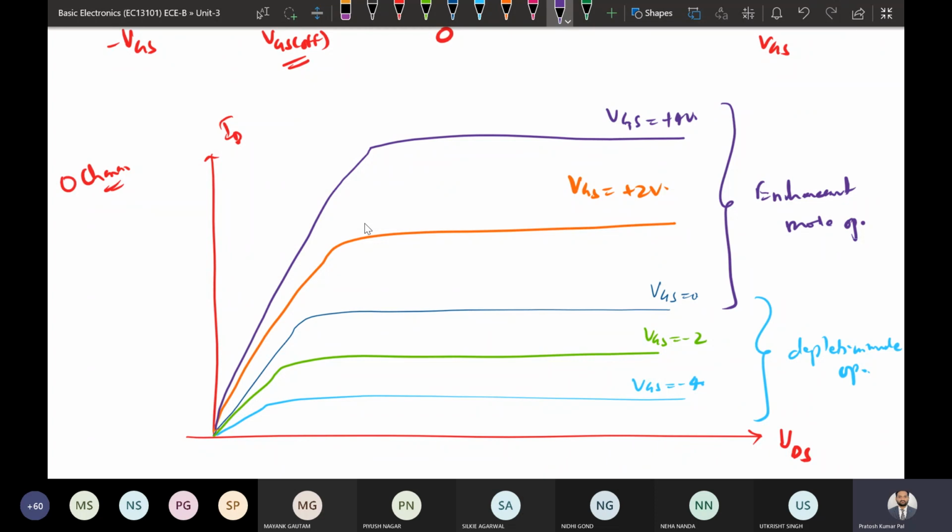So similar will be the case for P channel MOSFET also, depletion type P channel MOSFET, but the only difference will be that we will be changing the sign of VGS, and also the drain to source voltage that we will be having. So thank you. This is all about your depletion type MOSFET operation.